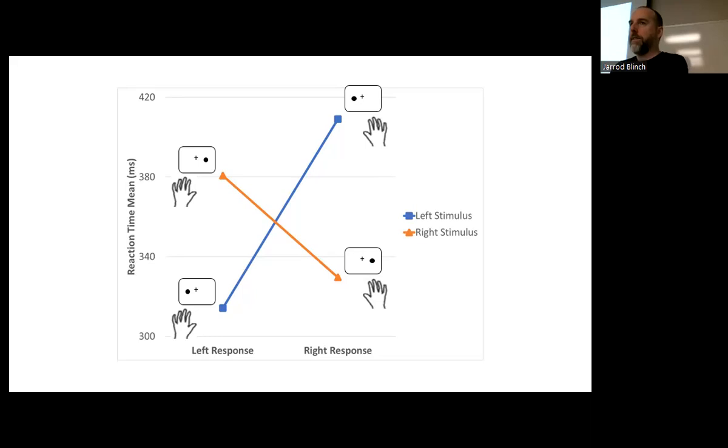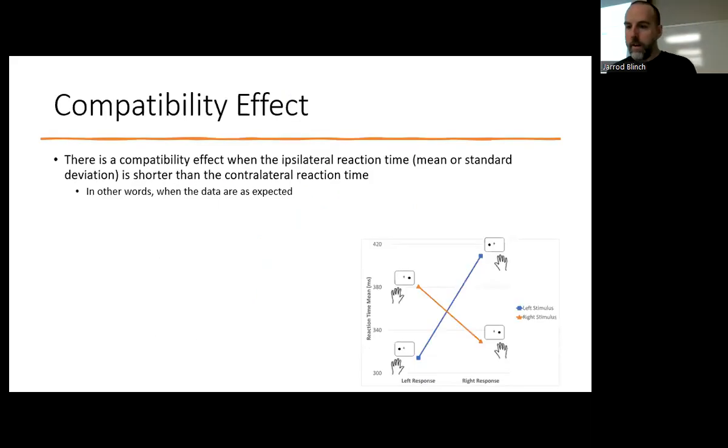Any questions about the graphs? So line graphs, hopefully not too crazy. There should be 3: one for reaction time mean, one for reaction time standard deviation, and one for proportion of errors. The terminology we often use when interpreting the graphs is asking whether there's a compatibility effect. A compatibility effect just basically means that the data are as expected, or specifically, that ipsilateral is shorter than contralateral. We're not running stats, we're just doing a visual examination.